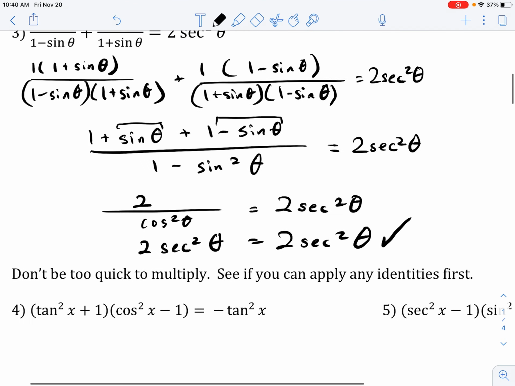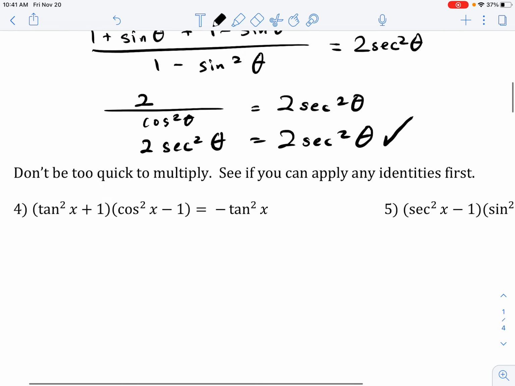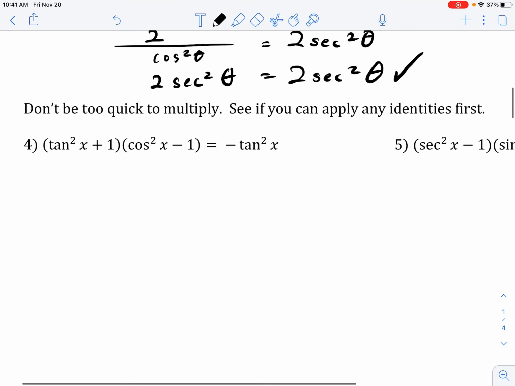And I'm giving you a guiding principle there for numbers 4 and 5 by saying, don't be too quick to multiply. I know that's our instinct to try to simplify, but sometimes we might want to apply identities first. And it won't always be obvious to us, but that's something we can try doing. So for number 4, for example, let's start on that one. If we go tangent squared x plus 1 times cosine squared x minus 1, let's see what identities we can apply first. Well, we know that secant squared x is equal to tangent squared x plus 1.